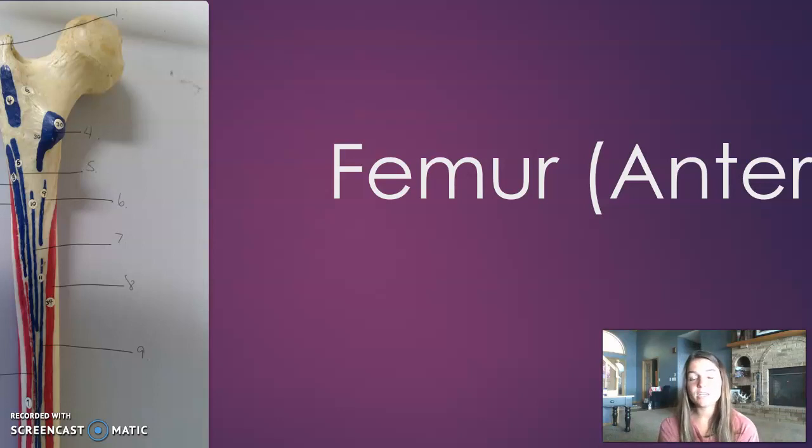Number 8 is the origin for the vastus medialis. Number 9 is the insertion for the adductor longus. Number 10 is the origin for the biceps femoris short head. Number 3 is the origin for the vastus lateralis. And number 2 is the insertion for the glute maximus.